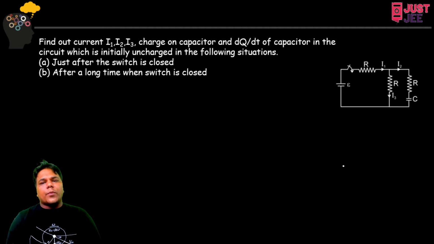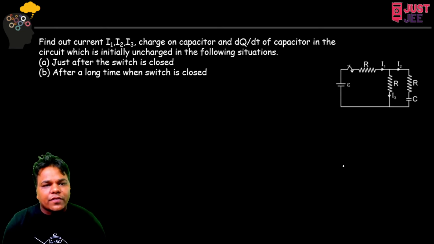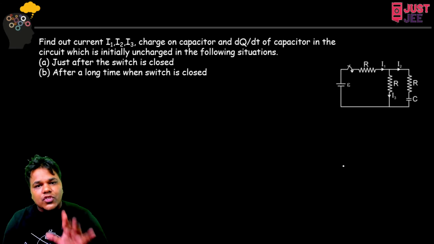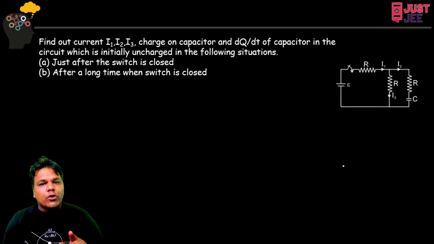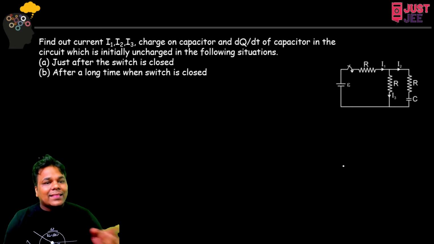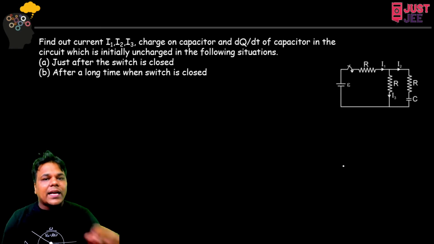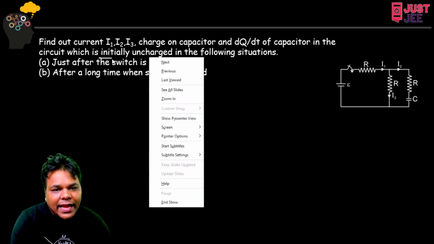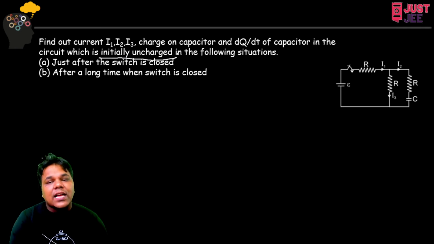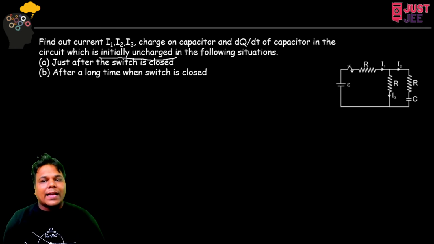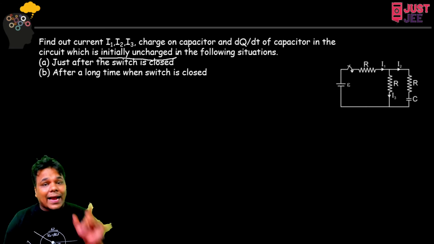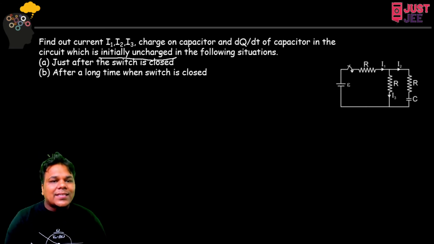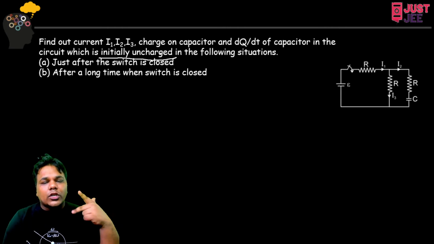Now, for example, I have this question for you. Find out the currents I1, I2 and I3, the charge on the capacitor, and dq by dt of the capacitor in the circuit, which is initially uncharged. This thing is very important. If the capacitor is not initially uncharged, then we cannot replace the capacitor by a conducting wire at t equal to 0. As soon as we know the capacitor is initially uncharged, there are two situations.